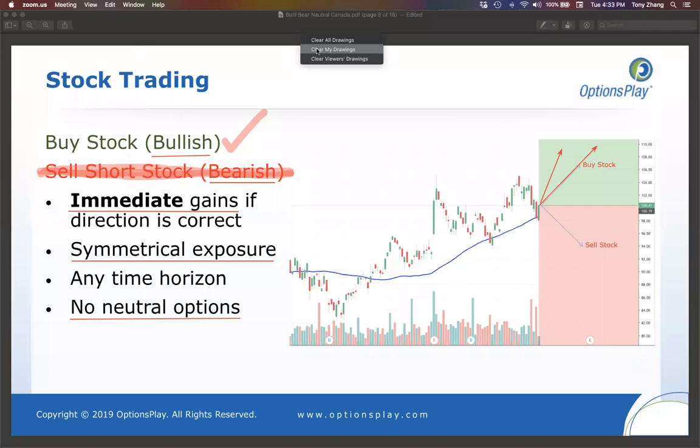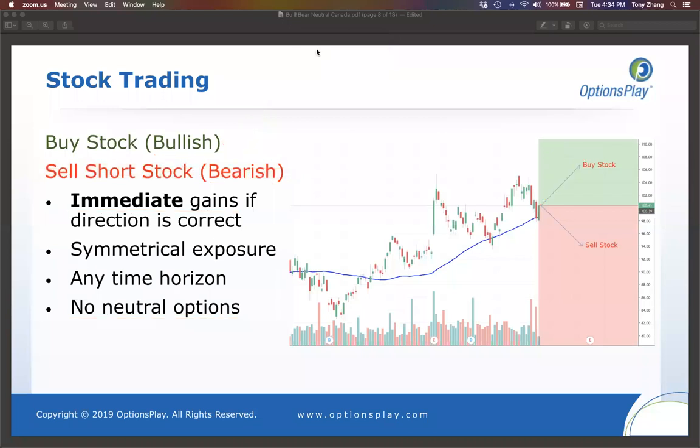And if any of you are stock traders and you understand this, please type 1 into the chat window, just so I can make sure that everyone understands what I'm saying here. Trading stocks, there's limited functionality, there's limited abilities in what you can express in the markets with the stock investment, but it is simple to understand symmetrical exposure, and you can't trade neutral options. Great. So I see a lot of ones. Great. So everyone understands what I'm saying.